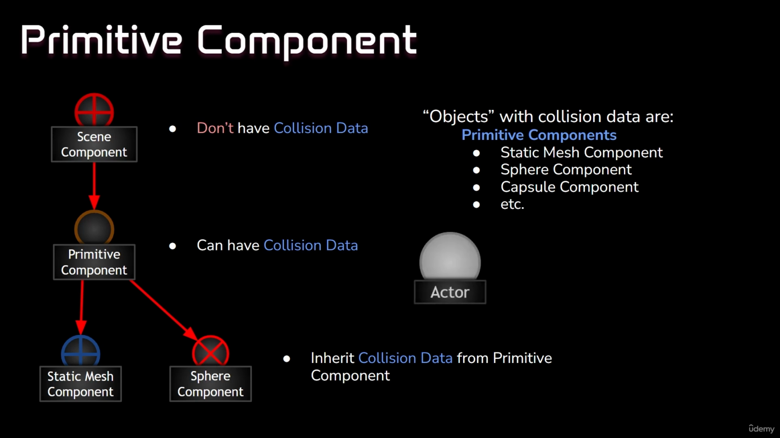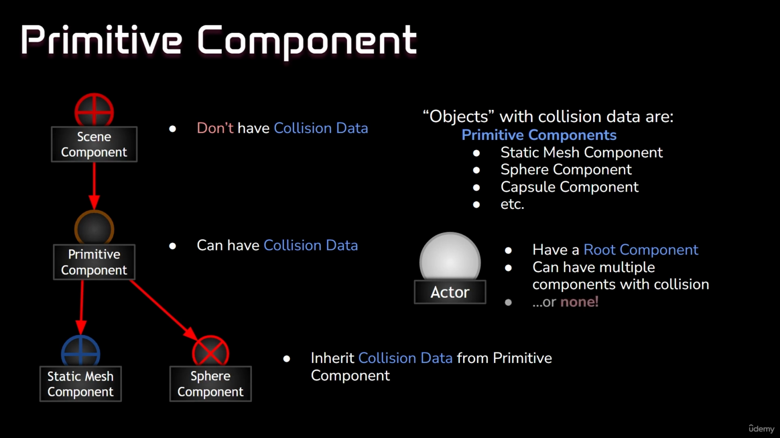All actors have at least one component, the root component. When you speak of collision of one actor with another, you should really be more specific and speak of the collision of specific components, because an actor can have more than one component with collision data, or none at all. An actor may not have any collision.